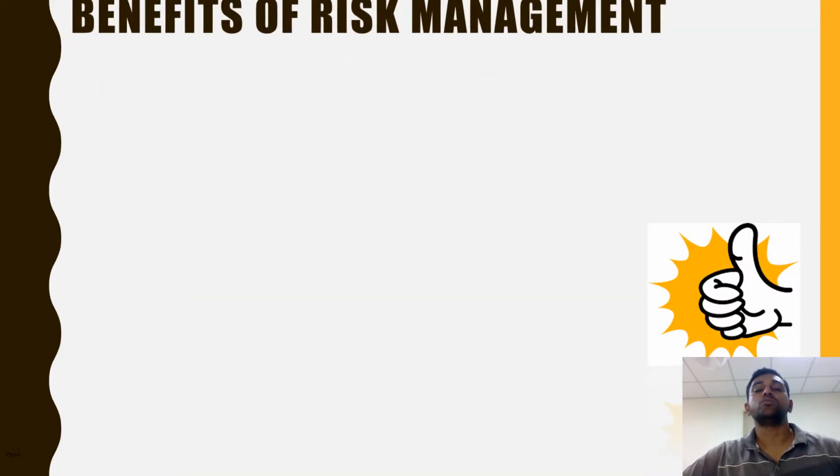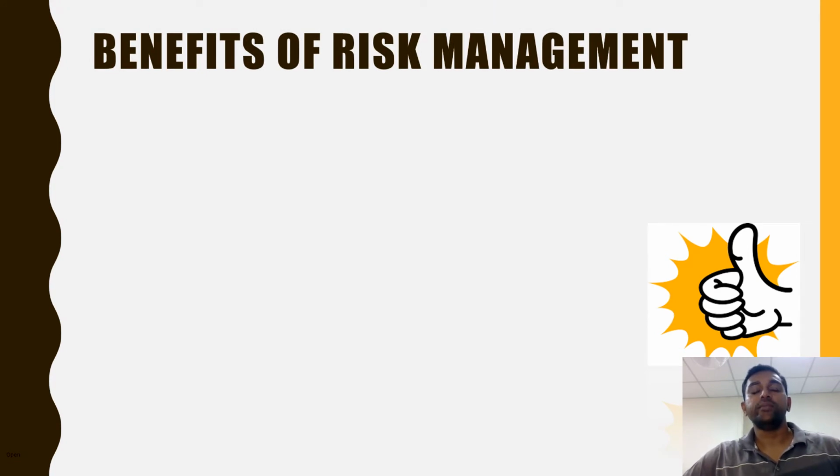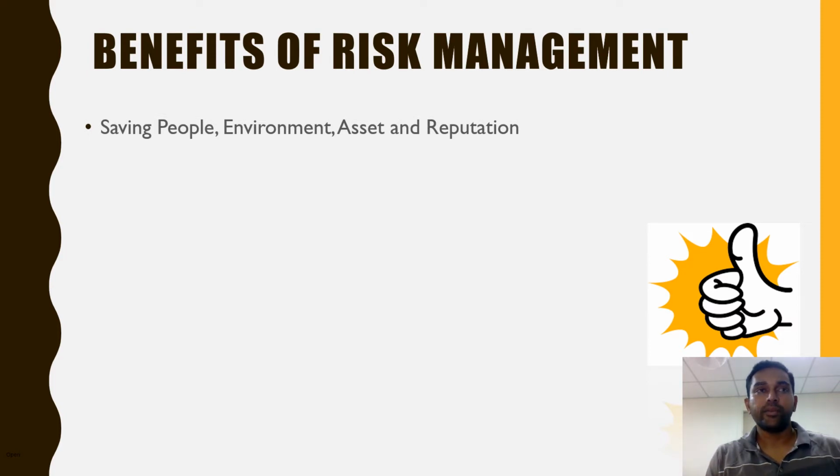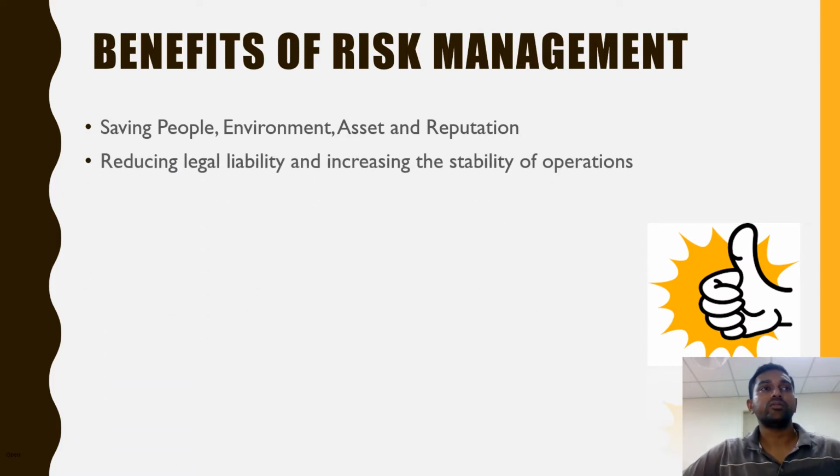So now we are going to see the benefits of risk management. What benefit are we getting if we implement a good risk management system? First, we are saving people, environment, asset and reputation. That's an important thing. Secondly, we are going to obey legal liability. So that means once we are following all the risk management and there's no accident, nobody is going to fine us, summon us, or sue us. So we can save some money in that manner.